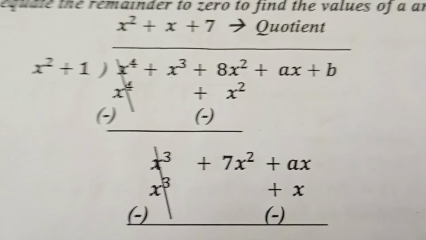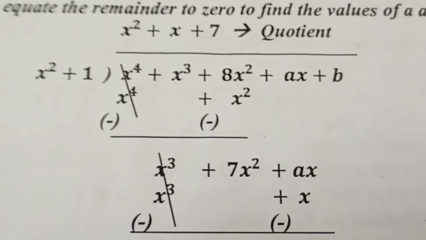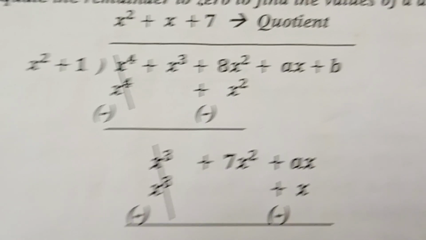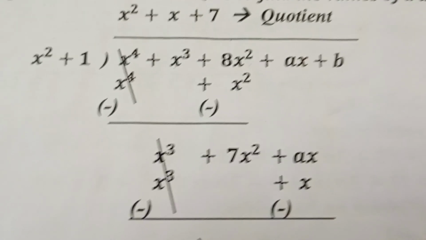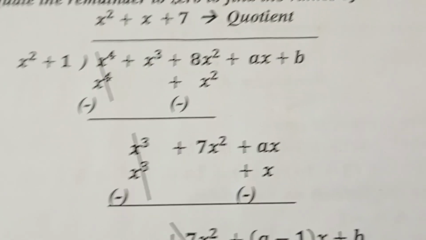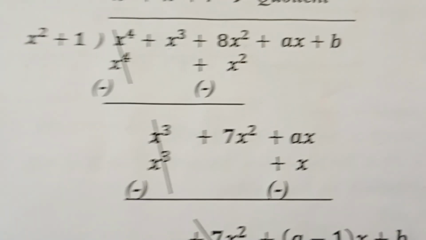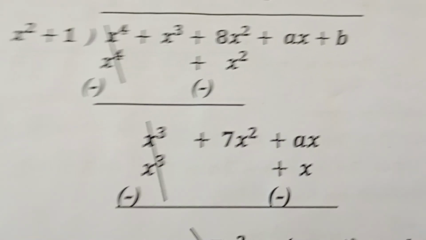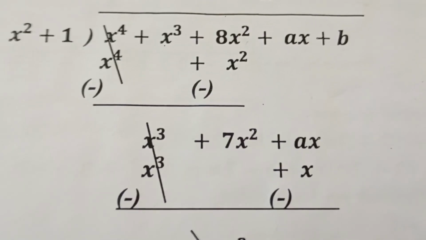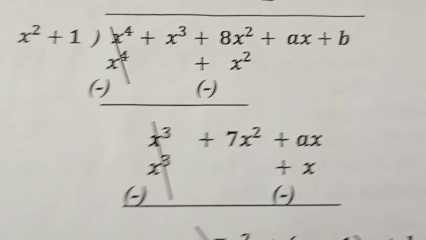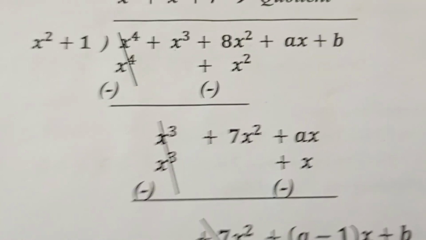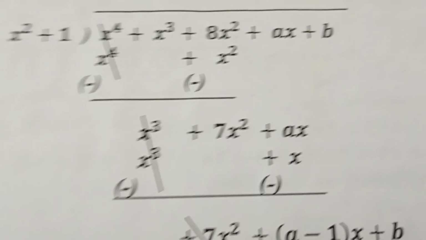Subtracting now. On subtraction, what do we do? Change the signs. Plus becomes minus. Of course, x cubed will get cancelled over there, and x power 4 will get cancelled. So we have 8x squared minus x squared, which is plus 7x squared. And we bring down the next term, which is ax.